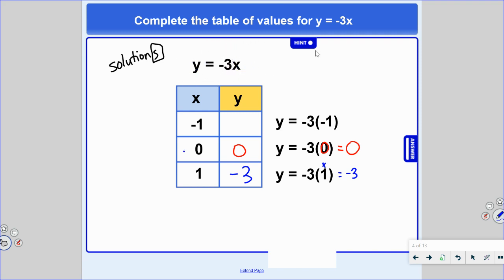Nevertheless, we've already come up with at least two solutions to this. x could be 0 and y could be 0. x could be 1 and y could be -3. Remember that a solution is a number or numbers that makes a statement true. Let's wrap up with another one.